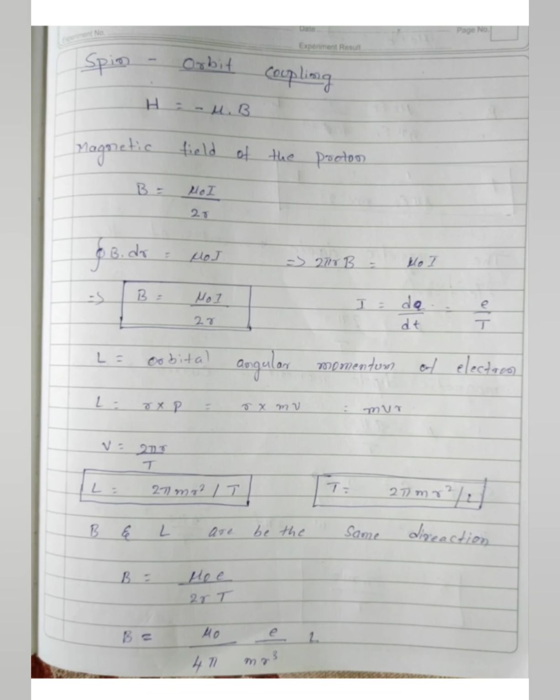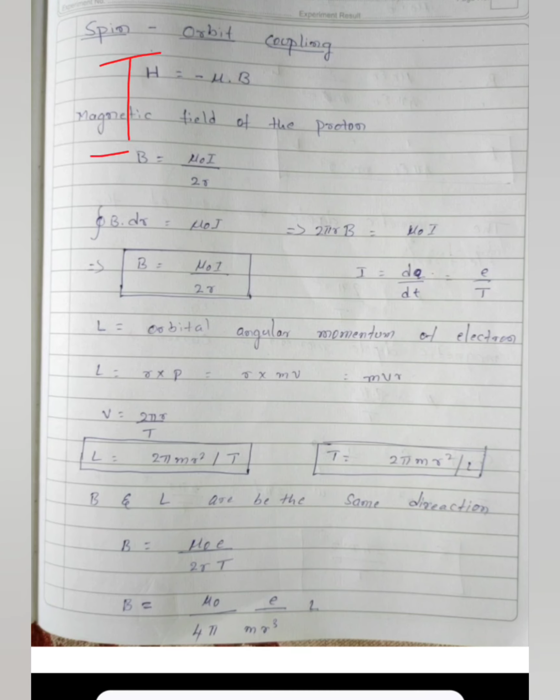Then I calculate the magnetic field of the proton. Here the proton has a positive charge. This positive charge is revolving around the electron. So the charge is moving, and a moving charge is called a current. So I is equal to dq by dt. A current carrying conductor produces a magnetic field. You know about this.